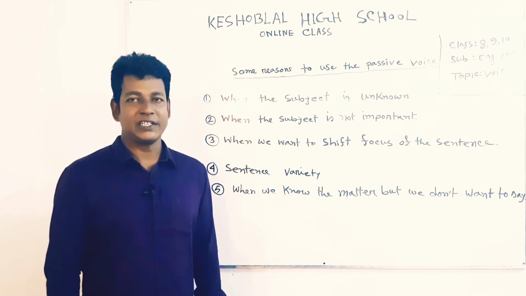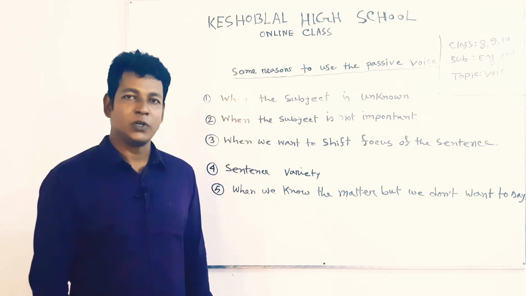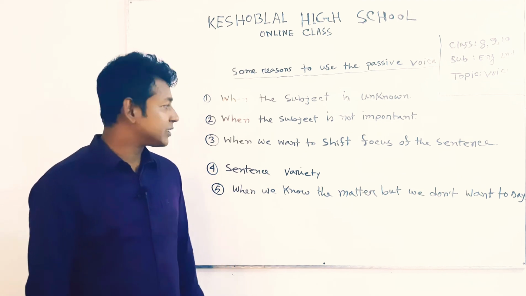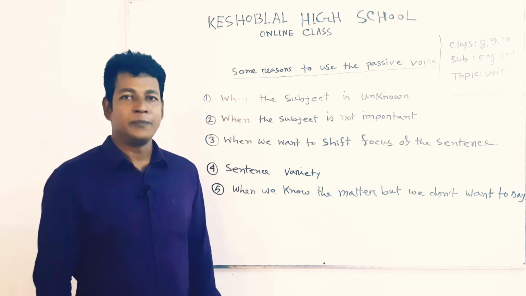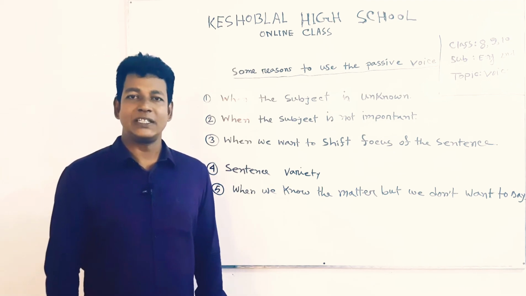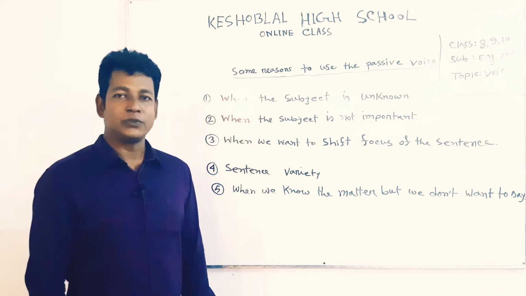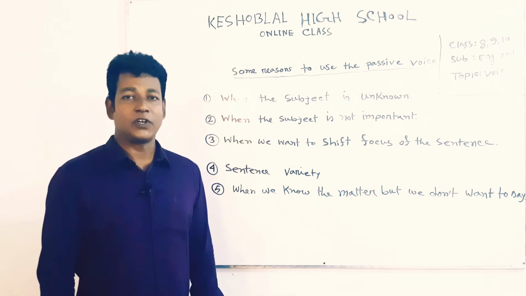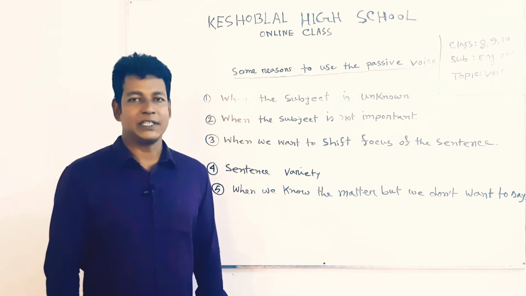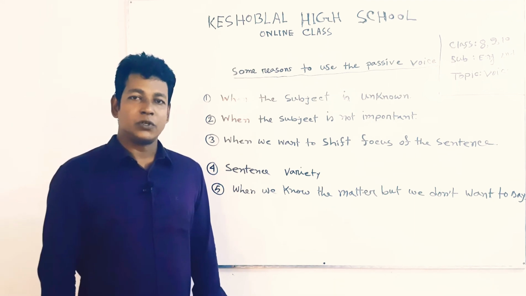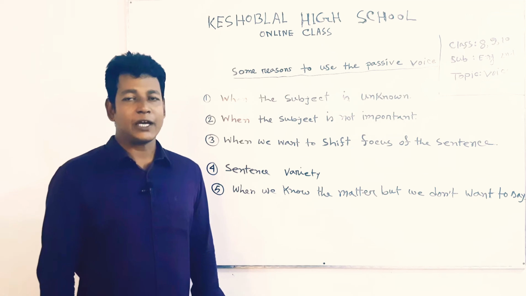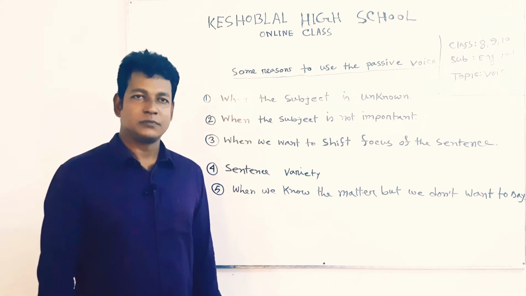I have already written some reasons for you on the board. Look at the board. Number one, when the subject is unknown. If we don't know who did the action, then we use passive sentences. For example, the man was killed. Here, we don't know who did it. So, in this case, we have to use passive sentence.